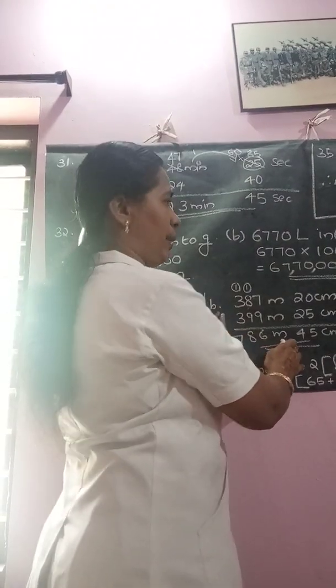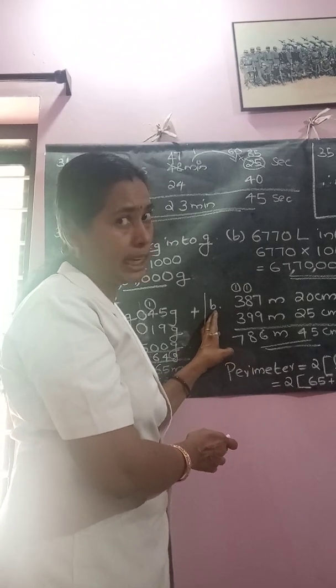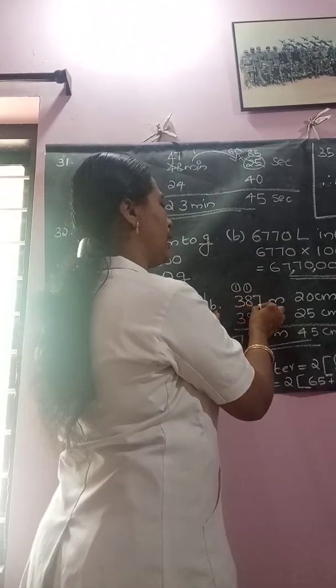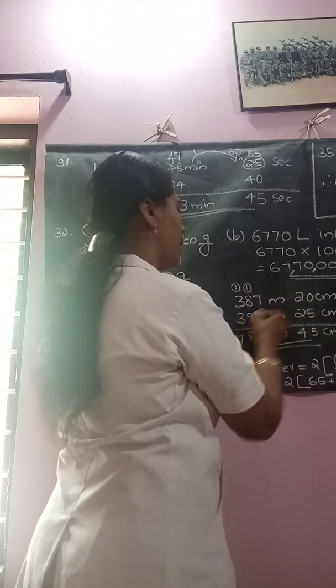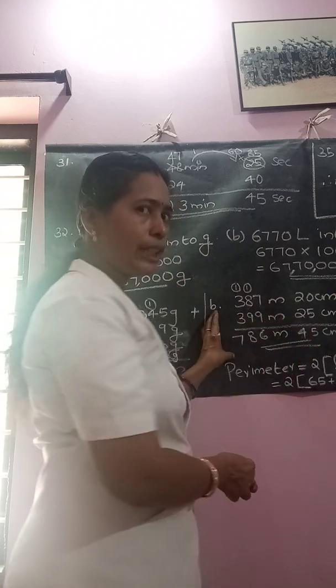Meter and centimeter. Addition of meter and centimeter. There is 387 meter 20 cm plus 399 meter and 25 cm given.